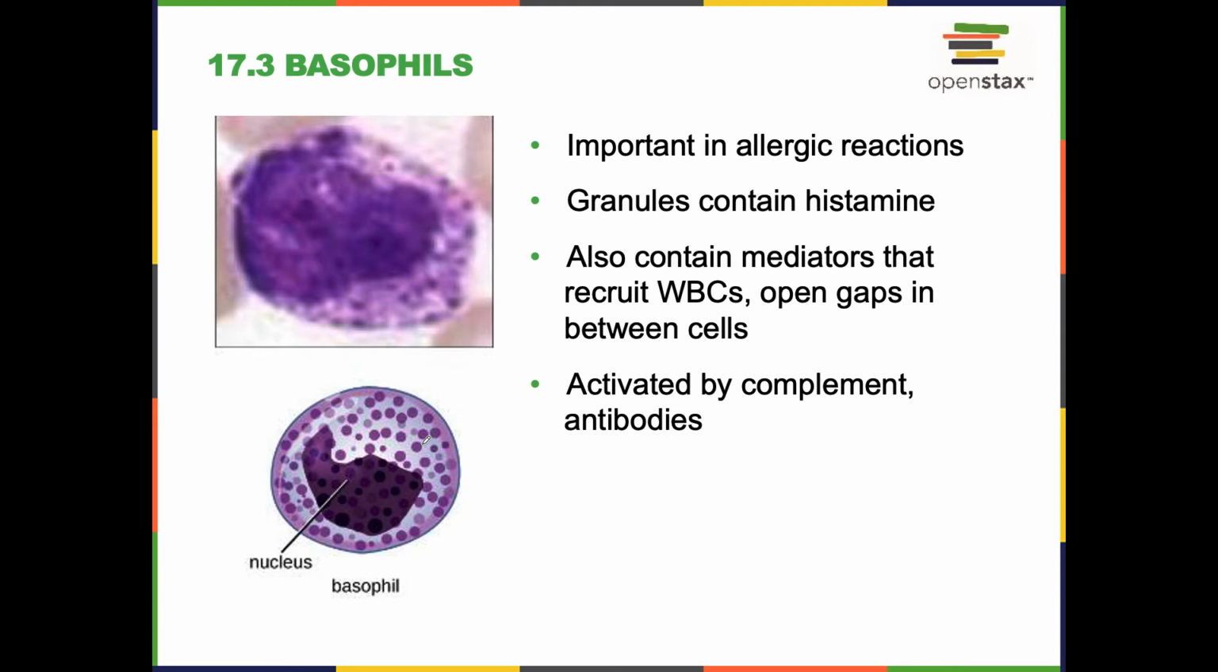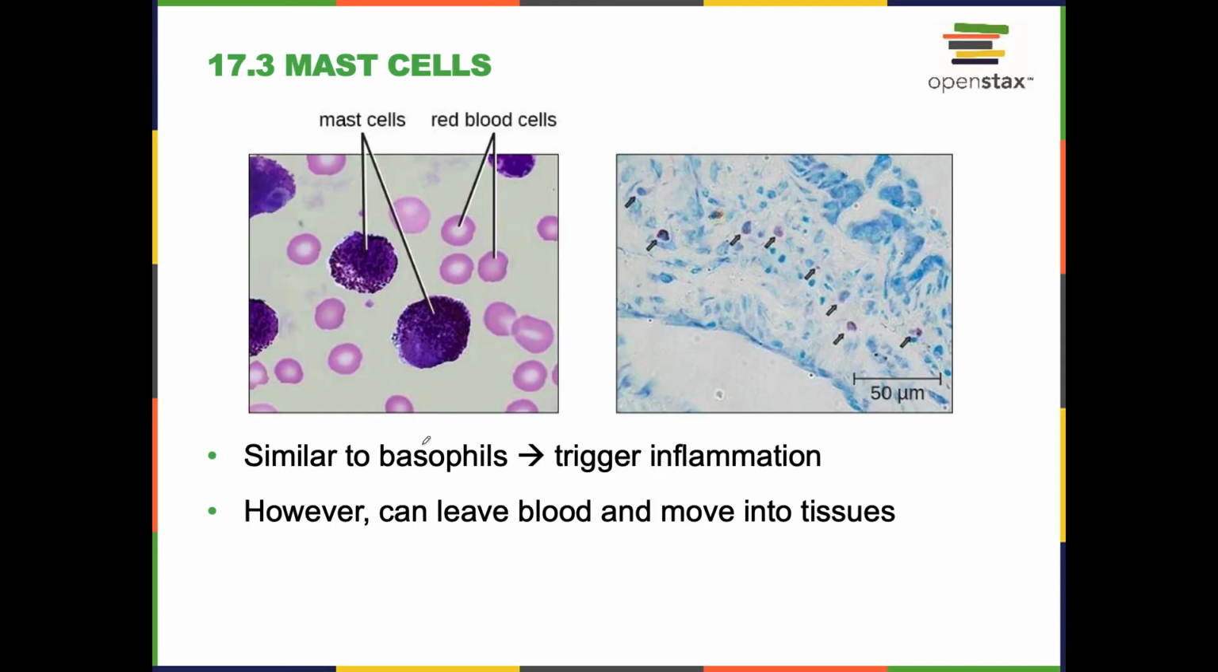And then they can be activated by both complement, which is innate immune system response, and antibodies, which is an adaptive immune response, okay? Related to basophils, very important in the allergic reaction, very well known for their ability to release histamine. Related to that are mast cells. So mast cells are very similar to basophils. They trigger inflammation. So they have many mediators that can trigger inflammation. The other neat thing that they can do is they can leave the bloodstream, move into tissues. Okay, so mast cells are kind of related to basophils.